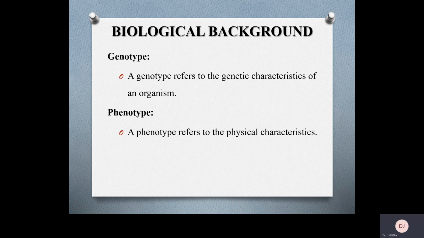Whereas genetic characteristics, in the sense, the reason behind that, the reason why he is dark toned, what is the reason behind that? It is due to melanin pigment. That is known as genetic characteristics. So genotype refers to the genetic characteristics, whereas phenotype refers to the physical characteristics.